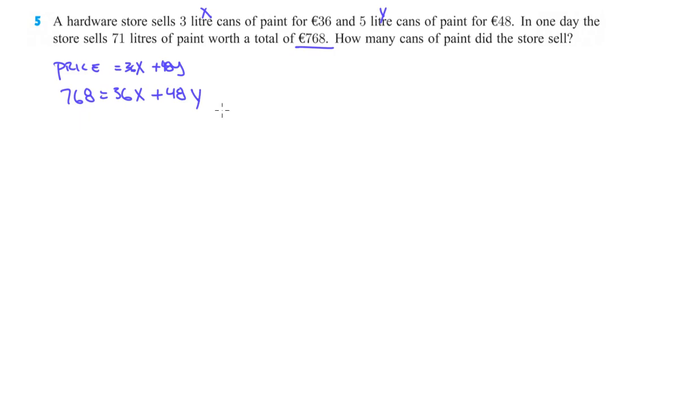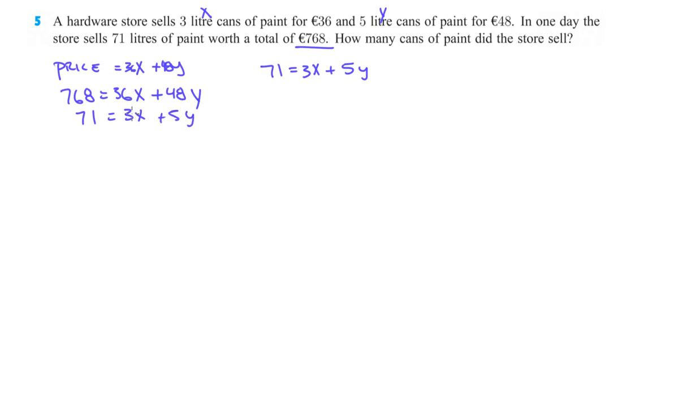And then one day the store sells 71 total liters of paint. So then we know that they sold 71 liters. That's going to have to be the number of X, the 3-liter cans, times 3, plus the number of 5-liter cans Y times 5, right? Because each 3-liter can has 3 liters, each 5-liter can has 5 liters. Okay, so now look, we have two equations with two unknowns, so let's set these next to each other. 3x plus 5y.